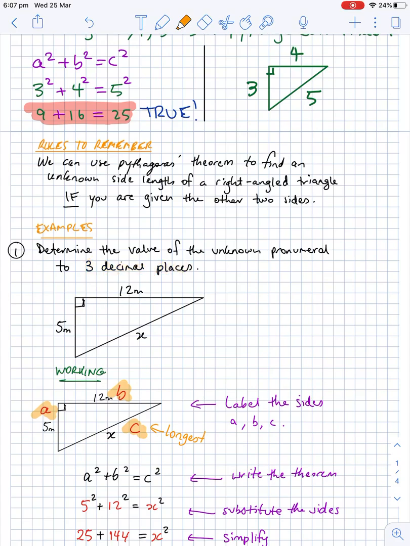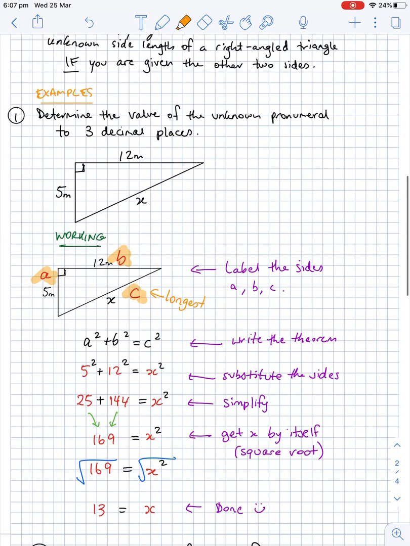Now I want this to 3 decimal places. Okay, so let's give it a try. The first thing I want you to do with your triangle is to label the sides A, B, and C. So C has to be your longest side, and the A and B have to be the other two sides. Okay, so C is my longest there. A and B are the two shorter ones.